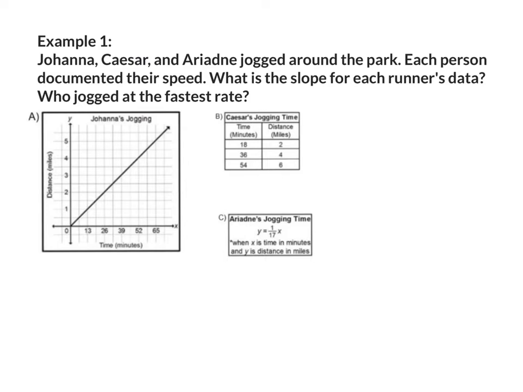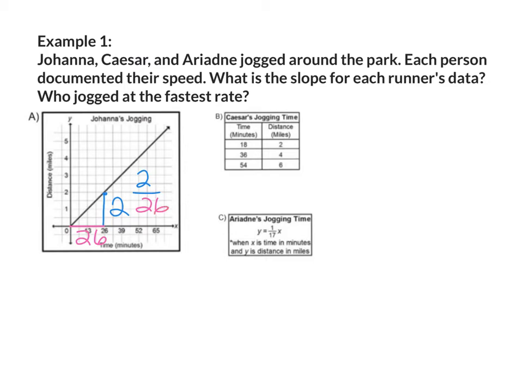So we're going to start with Joanna's jogging time. It's represented by a graph. And I notice that this is a proportional relationship. The reason why is because the line goes through the origin. So I'm going to pick a point, and the point I'm going to pick is right here. So my rise is going to be 2, and my run is going to be 26. That means that my slope is 2 over 26.